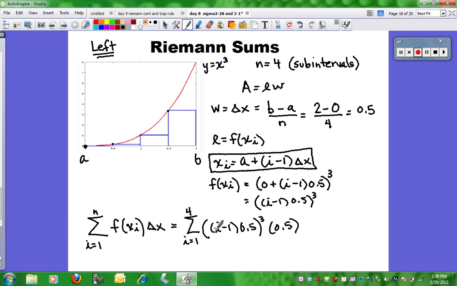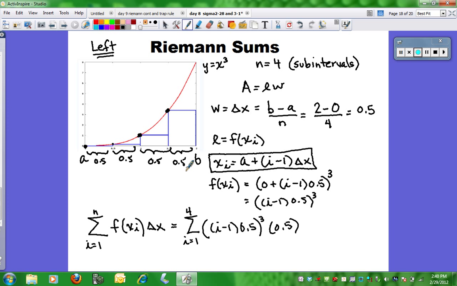When it's 3, 3 minus 1 is 2. 2 times 0.5 is 1. 1 cubed is 1. That's very easily verified right here because that's a 1 right there. And the last one, we put 4 minus 1, 3 times 0.5 is 1.5, and cube it, and it'll be this value right there. So that's what this is doing. This just multiplies by the width each time. This is 0.5 each and every time. Each rectangle has a width of 0.5.